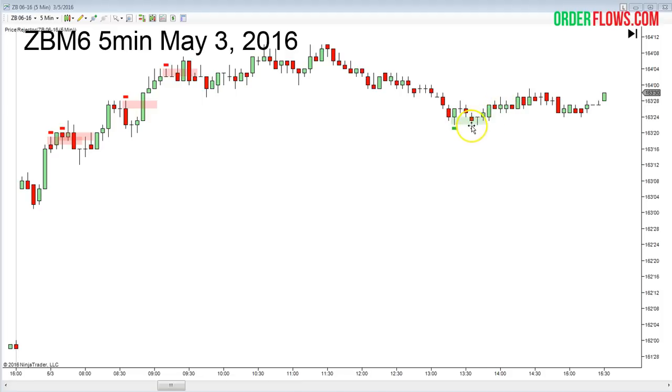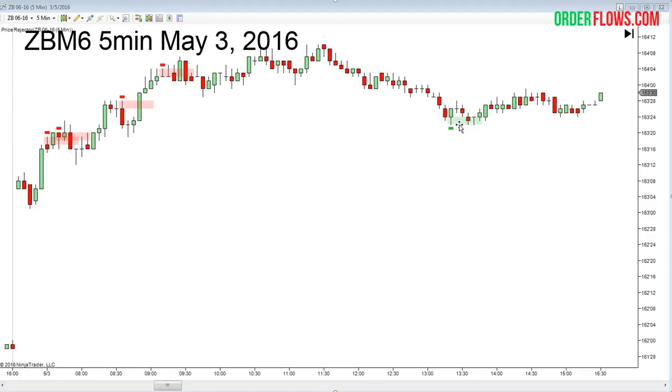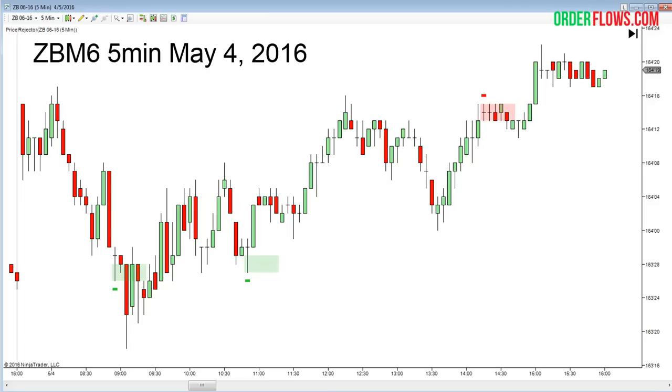It doesn't really go down and stop you out all the way. Again, I don't know if you would have been willing to take that risk down to this low here, which is that same low from earlier. But if you were, at least you salvaged your day there. So this is the next day, May 4th.